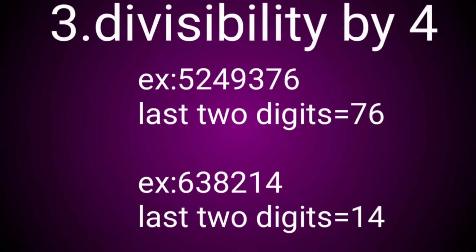The next rule is divisibility by 4. A number is divisible by 4 if its last two digits are divisible by 4. Let us take one example. 5249376. Here the last two digits equal 76. 76 is divisible by 4. That's why 5249376 is divisible by 4.